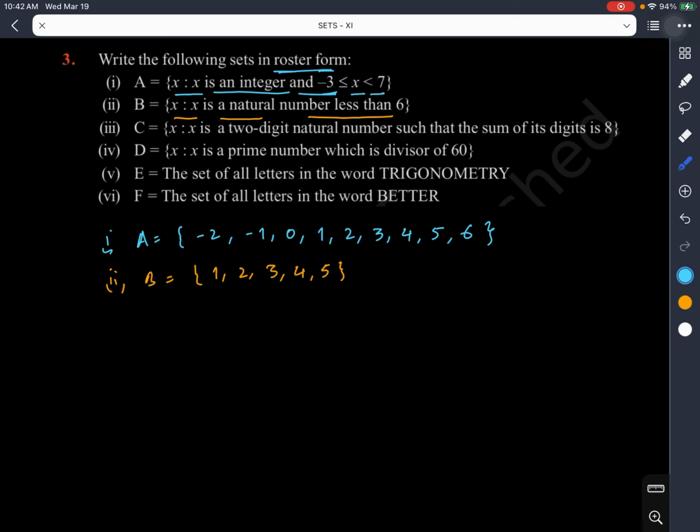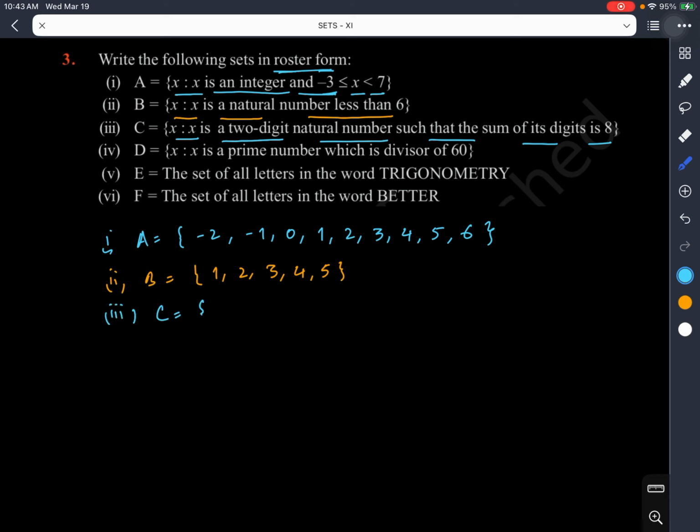Moving towards next part. The set of all x such that x is a 2-digit natural number such that the sum of its digits is 8. So you'll have to take all 2-digit numbers such that the sum of the digits of those 2-digit numbers should be 8. So let's see what will be the members or elements of this set.